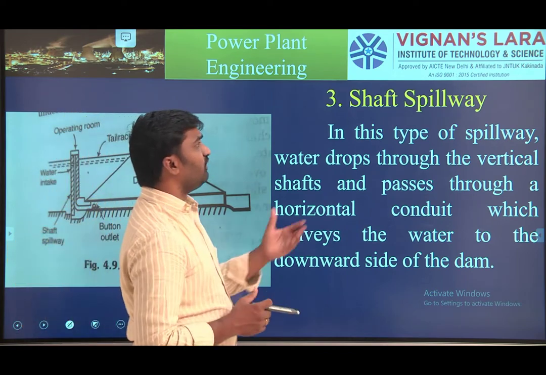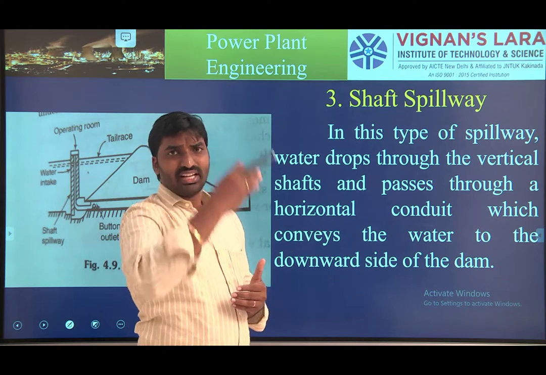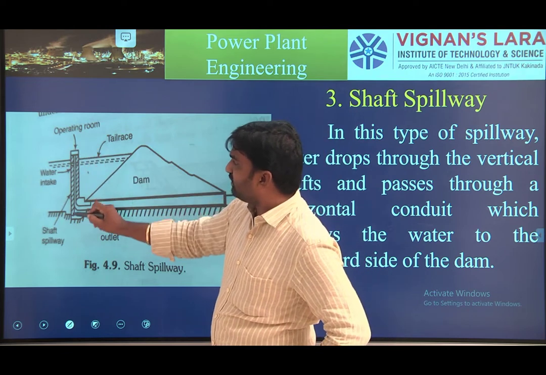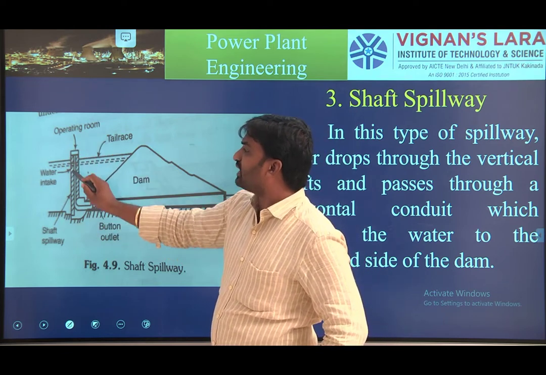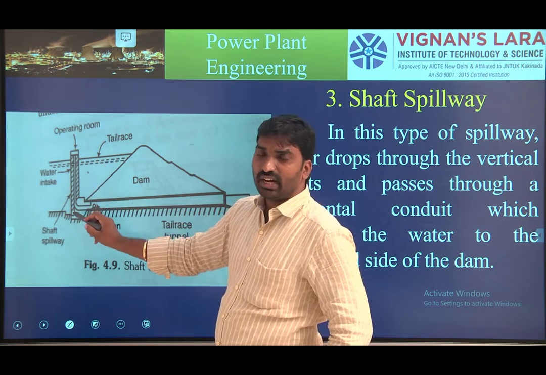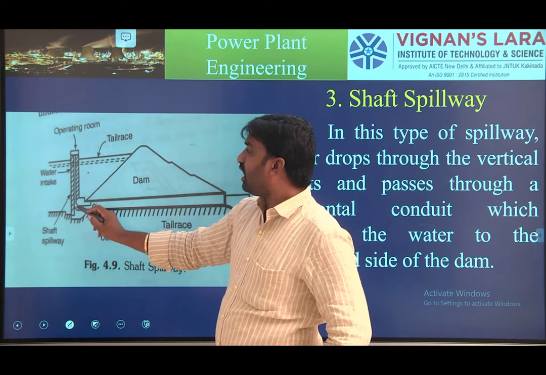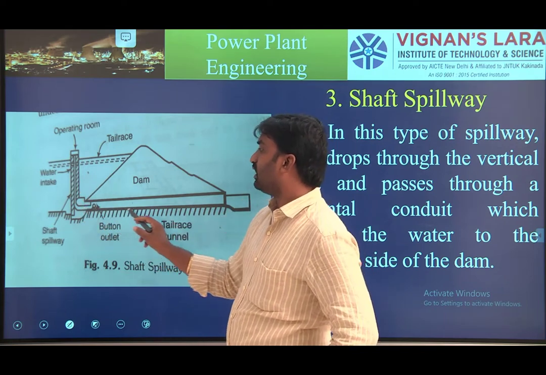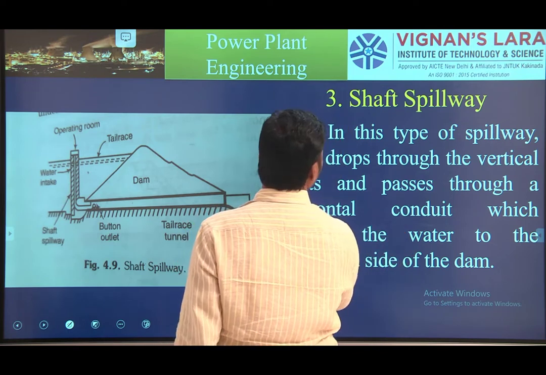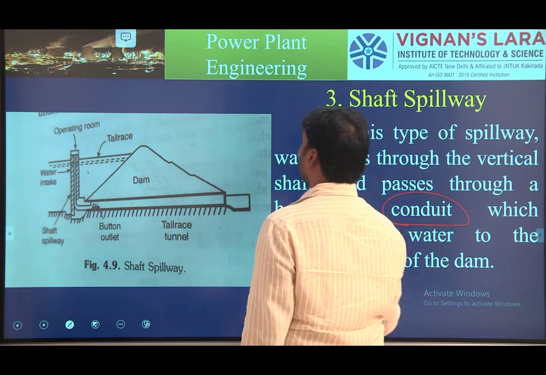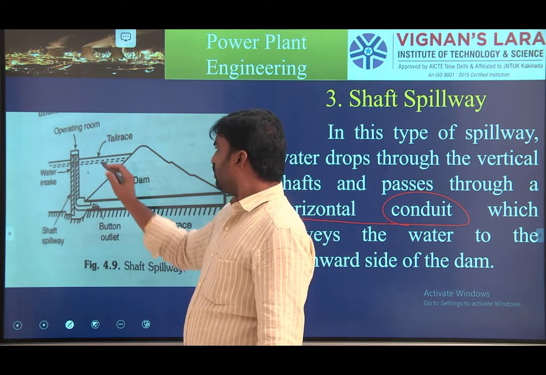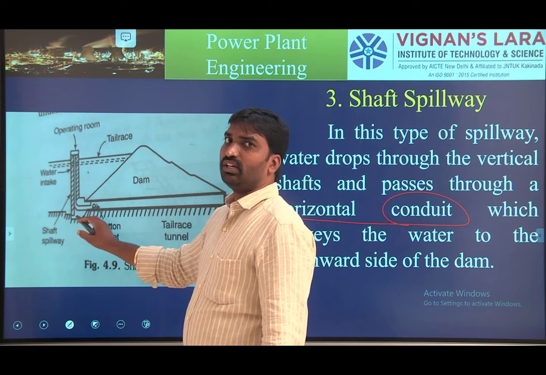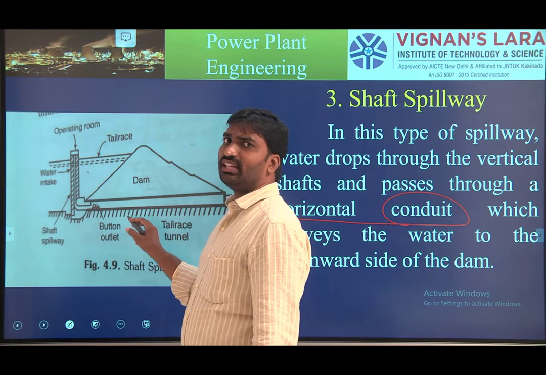So in this shaft spillway, water is dropped through the vertical shaft. Okay. So in this diagram you can see the shaft. This is a shaft spillway. This is the vertical shaft here. So the water is removed by using a vertical shaft spillway, and it is connected to a horizontal passage. So this is the horizontal conduit. Conduit means a way. So water is removed from the vertical shaft, and later it passes through the horizontal conduit.